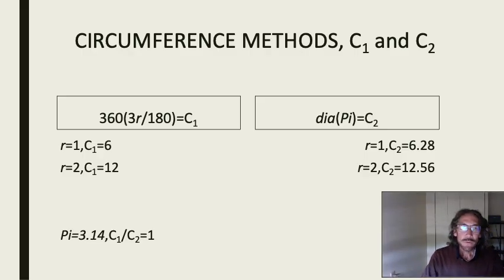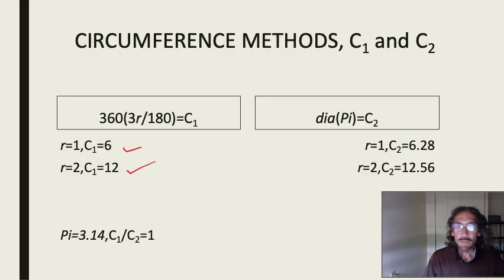There are now two methods to determine circumference. One method is using 360 times 3r over 180, and the other method is using pi times diameter equals circumference. On the right, we see those values. On the left, we see my values. When the radius is 1, circumference is 6. When the radius is 2, circumference is 12.